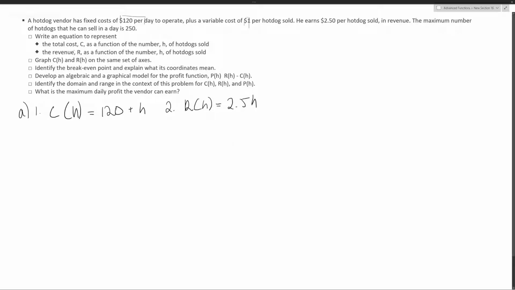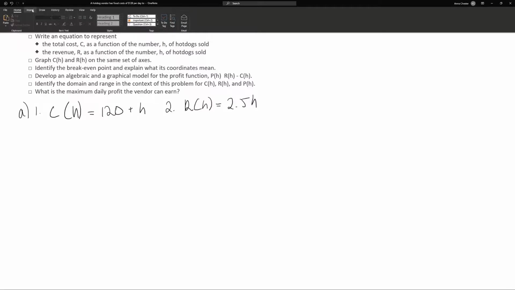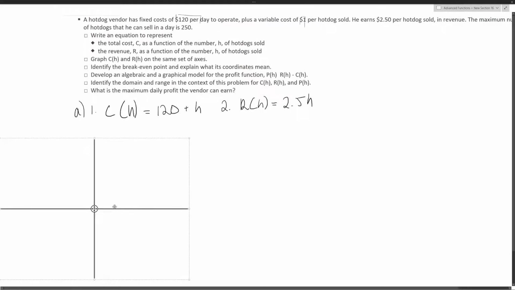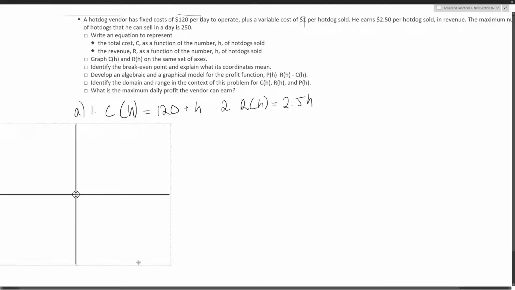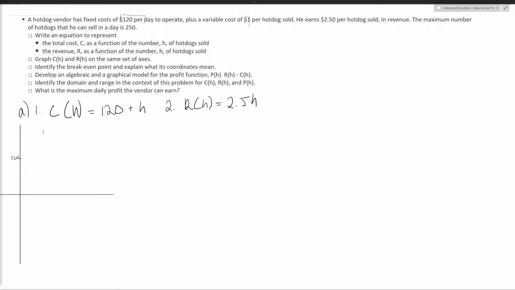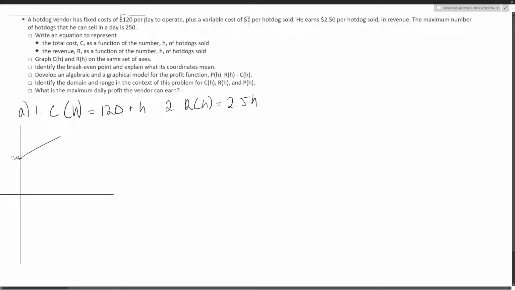Next, it's asking us to graph these functions. Okay, we can do that. Let's just insert a graph. There you go. We don't really need the negatives because again, we can't have negative hot dogs sold. So for example, we would start at 120, a straight line right through it. So we could just start something like that. This would be our C graph.